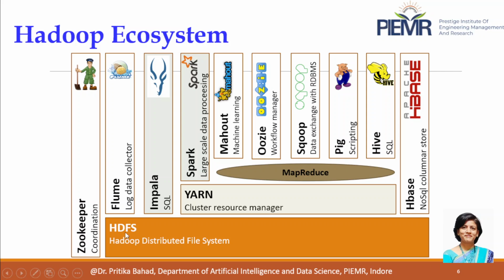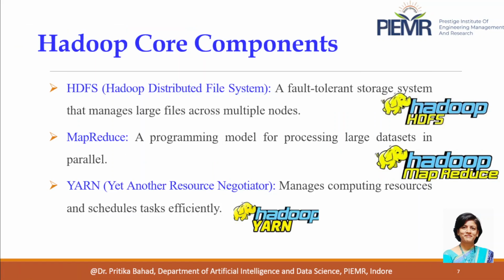The components that are considered core components of the Hadoop ecosystem are HDFS, YARN and MapReduce. The other components can be a coordination tool such as Zookeeper. For log data collection, we can have Flume. For large scale data processing, we can utilize Spark. For workflow managing, we can use Oozie. For scripting and data management, we have Pig. At the same time, for data warehouse, we have Hive. So let's discuss them one by one.